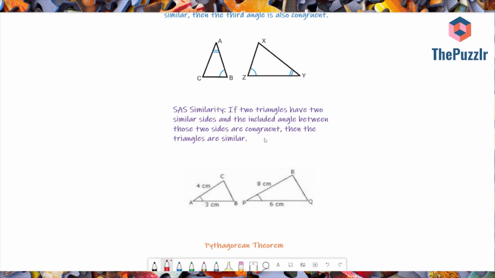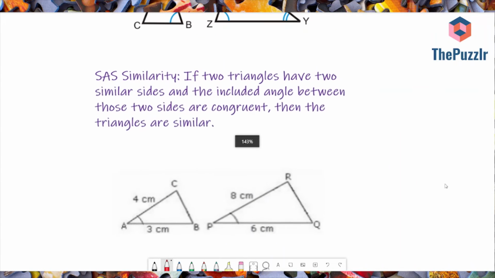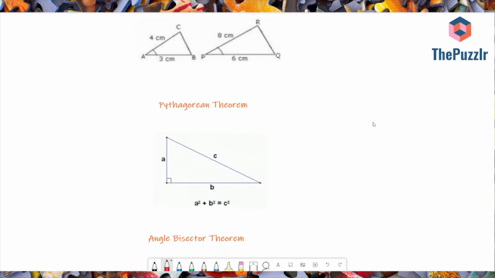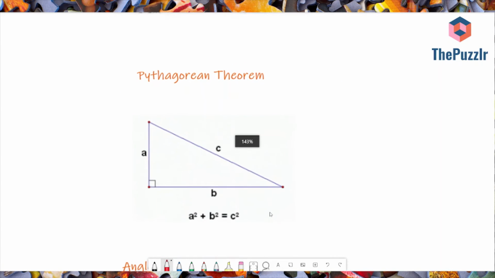Then there's SAS similarity. If two triangles have two pairs of sides whose corresponding ratios are equal, and the included angle between those two sides is congruent, then the two triangles are similar. And finally, we already used this, the Pythagorean theorem, a squared plus b squared equals c squared. It works for any right triangle.